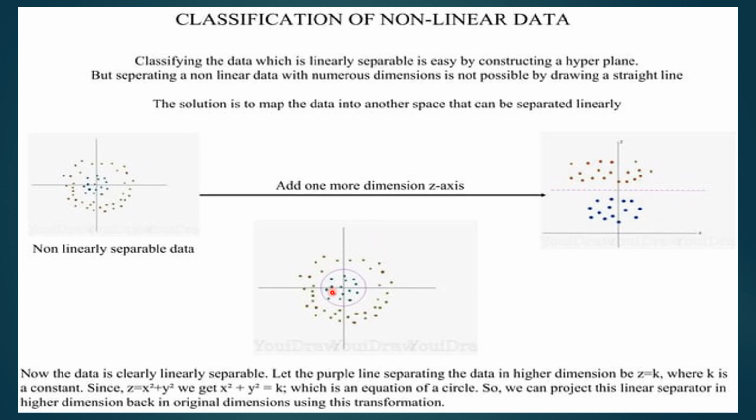Here we add one more dimension, the z-axis. Previously for linear data we used the x-axis and y-axis, but here we are dealing with three-dimensional data, that is, the z-axis. From that we can separate the data. Now the data is clearly linearly separable. Let the purple line separating the data in higher dimension be z equal to k, where k is a constant, since z is equal to x squared plus y squared equals k, which is the equation of a circle. So we can project this linear separation in high dimension back into the original dimension using the transformation.